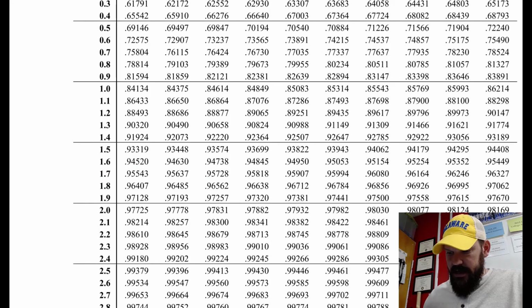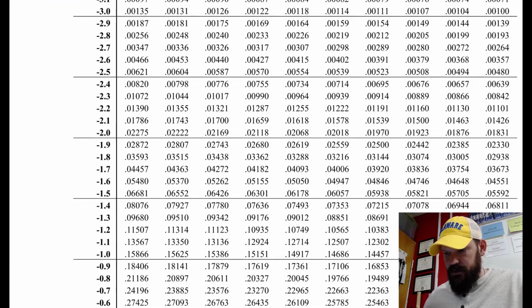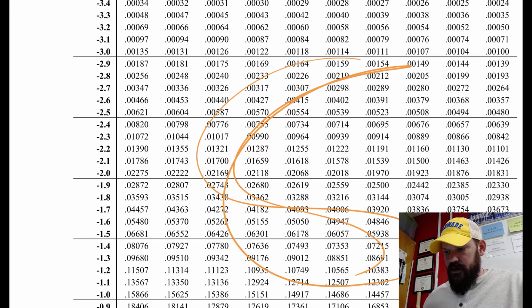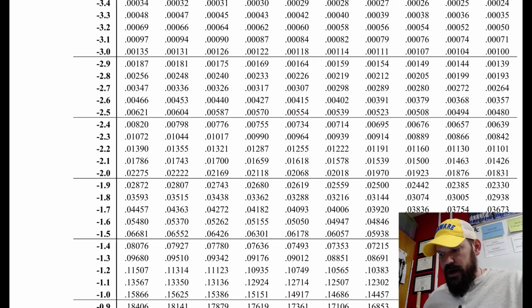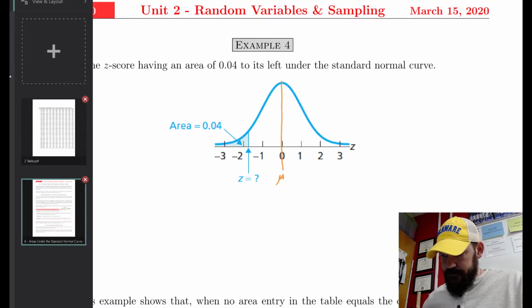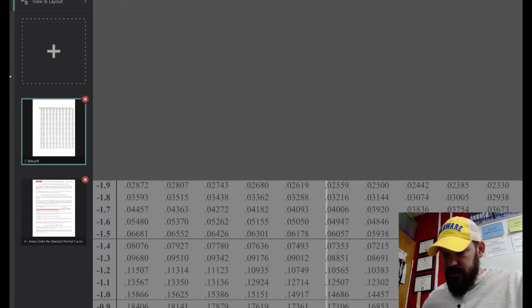So let's go to our z-table on the negative side of things, so page 1, and we're going to look through the values in the middle of the screen, everything in here, and we're going to find where we have a 0.04? Yes, 0.04.